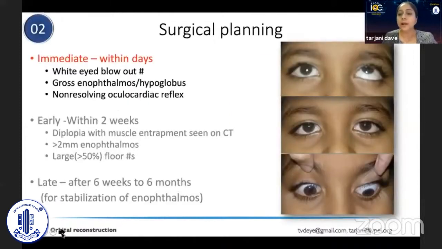When we look at surgical planning for orbital fractures, there is a nomogram to divide the fractures into those that require immediate care versus those that can be operated in the next couple of weeks, and those where late repair would not be difficult or would not be counterproductive to the outcome. When you have any child with a white-eyed blowout fracture, as you see over here, where muscle movement is restricted, in such patients or in those who have a gross enophthalmos or hypoglobus and those with a non-resolving oculocardiac reflex, you go ahead with immediate reconstruction.